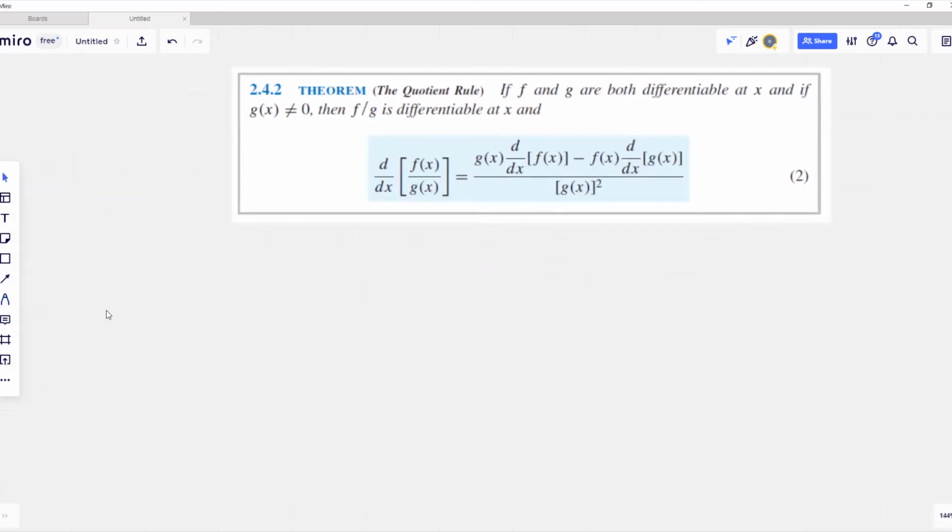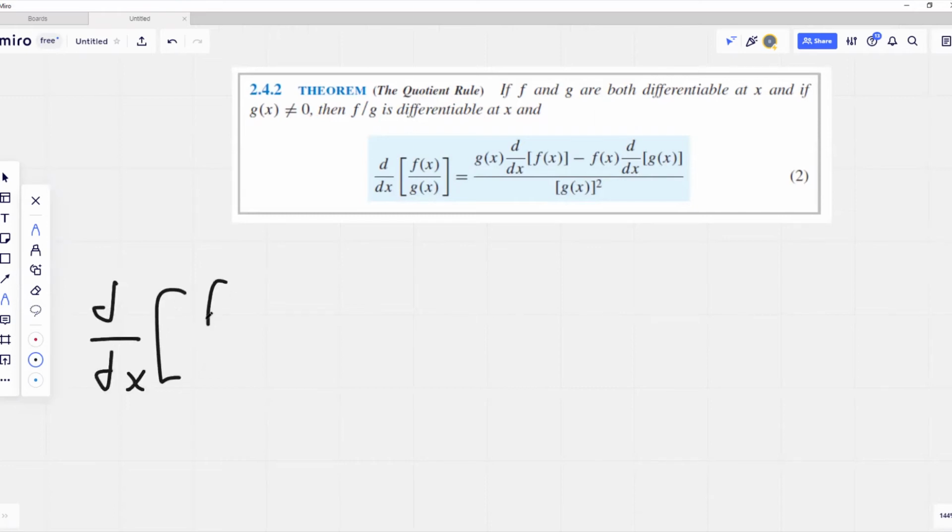So let's show why this is true. Again, starting by looking at the limit definition of the derivative of the ratio. This is the limit when h is approaching 0.